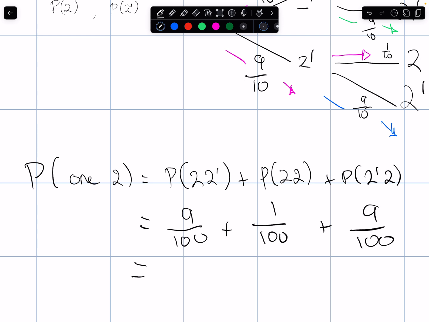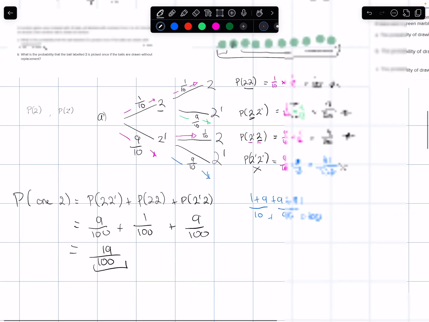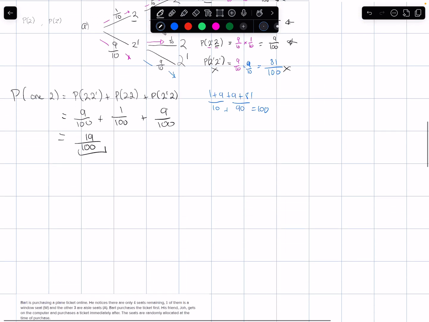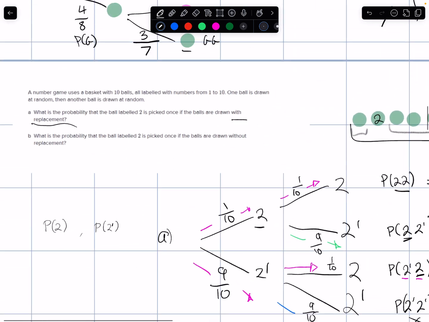So 9 plus 1 is 10, plus another 9 is 19 out of 100. So that is our final answer. Probability of getting 1, 2 is 19 out of 100. All right. Now, let's also do the second question.